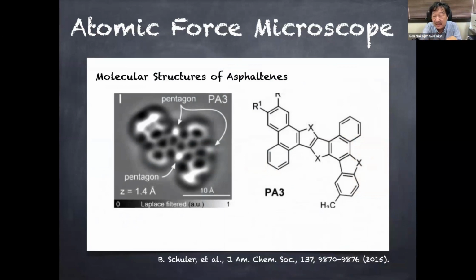These are complicated molecules, but now we can actually visualize them. This is not a computer simulation. This is real microscope images. So this AFM is a really wonderful tool to have access to the nanoscopic world.